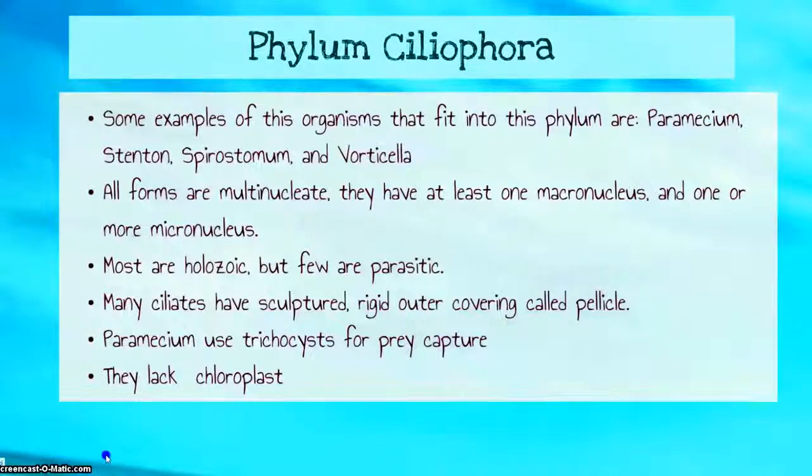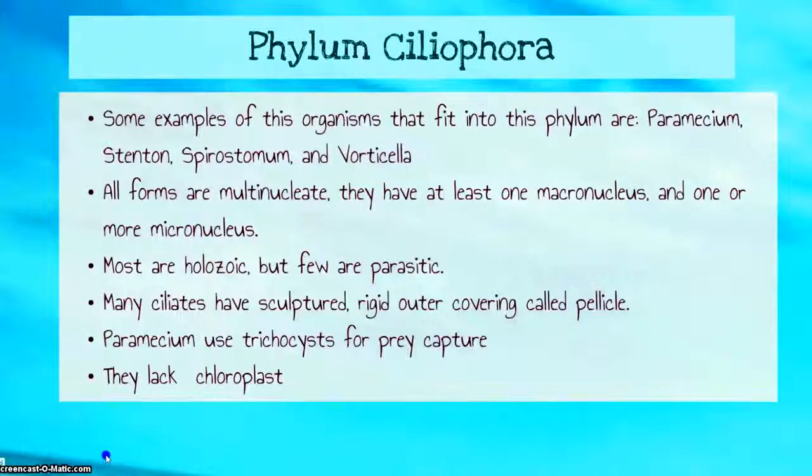and it's more sort of like a backup plan to the macronucleus. So if something happens to the macronucleus, the micronucleus takes over. Most are holozoic, or for lack of a better word, they're heterotrophic. But few are parasitic, so that means that they can't really cause disease. Many ciliates, they have a sculptured, rigid outer covering called a pellicle.